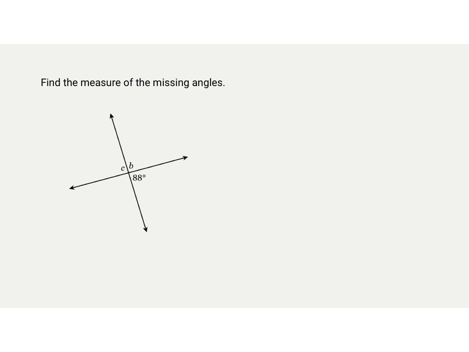You could be asked to find the measure of the angles with vertical angles. So remember, vertical angles are congruent. So I see one of these is 88, so that means its pair has to be 88. Now I have to find B. So this is where you want to remember supplementary angles again and say C plus B has to be that 180 degrees. They lay on a line.